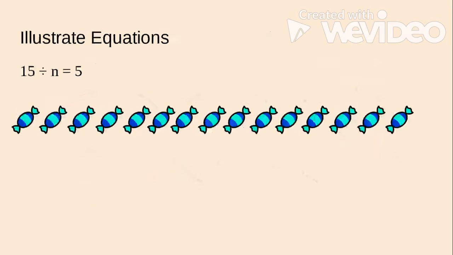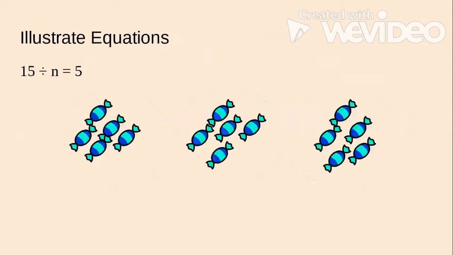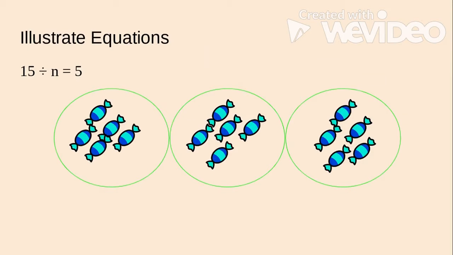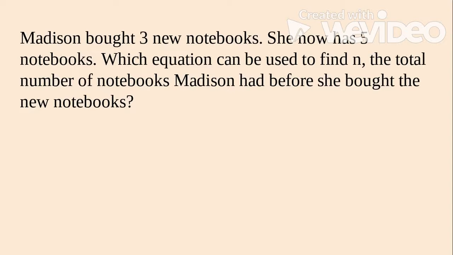Okay, here I have division. I'm going to start with my 15 pieces, and I know I'm going to be dividing them into N groups. So dividing into groups with 5 in each group, because each group equals 5. All of those groups together, 15 pieces divided equals 5.